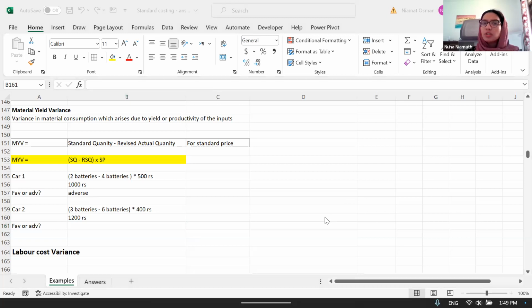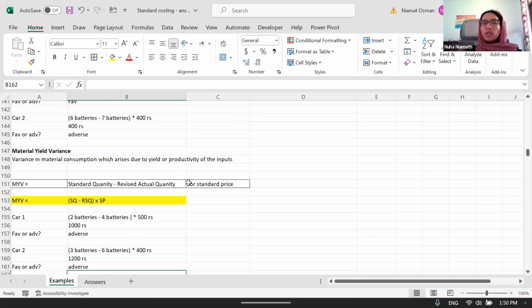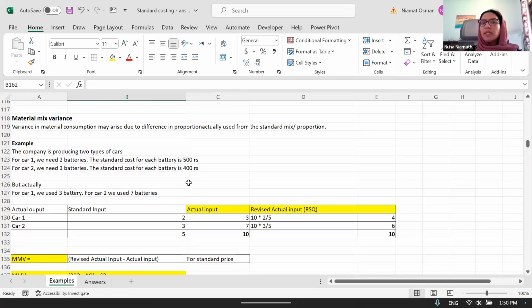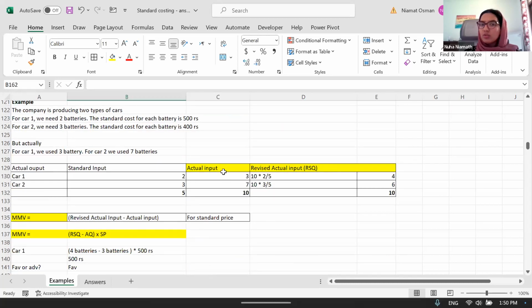Not seeing much response in the chat box. Just let me know, is this adverse or favorable, this situation? Adverse. Actual is more than standard. Perfect, Neetu. Perfect. So this is adverse. I hope it's clear what is the difference between a mix variance and a yield variance. In mix variance, we compared the actual with the revised actual. In yield variance, we compare the standard with the revised actual input.